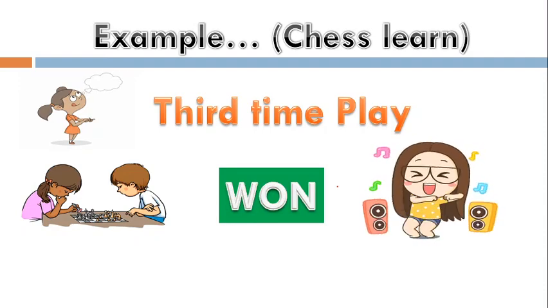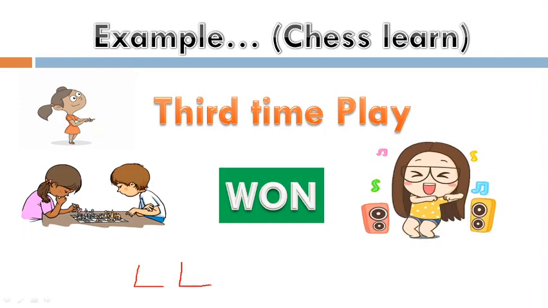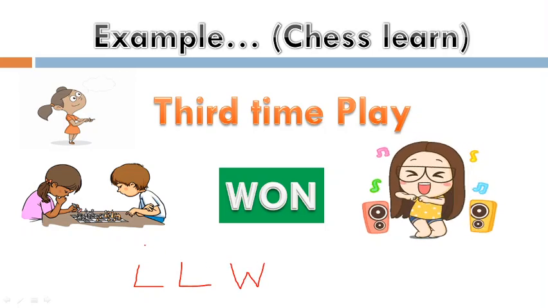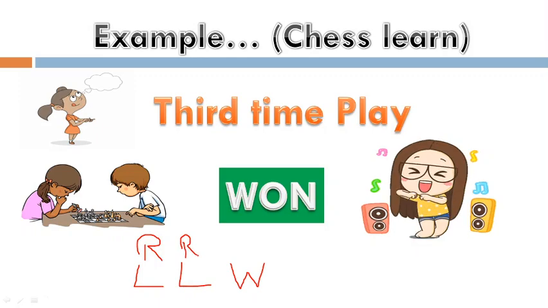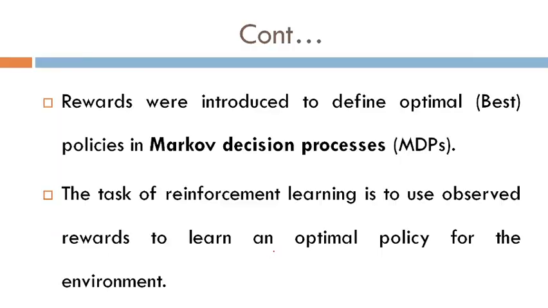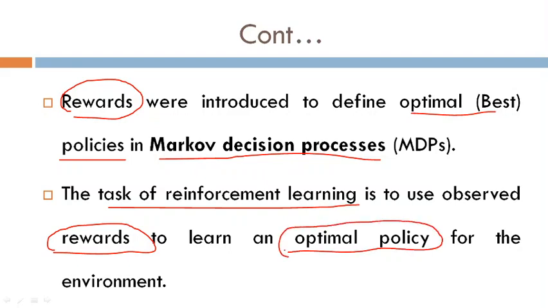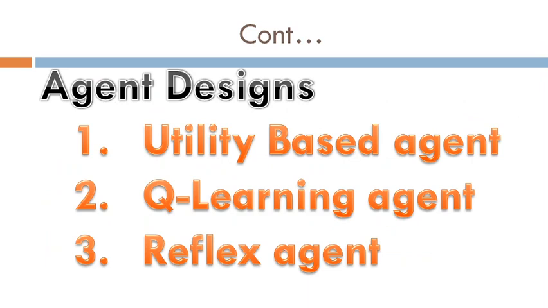That is learning. Based on the rewards, first you lost the game, second you lost the game, and finally you won the game. Based on the rewards, you are learning. That is reinforcement learning. Rewards are introduced in Markov decision process for best policies, best steps, optimal policies. The task of reinforcement learning is to observe the rewards and learn the optimal policy.